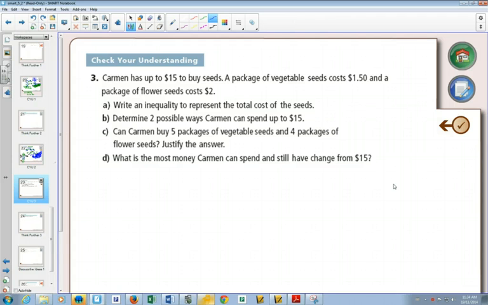So Carmen has up to $15 to buy seeds. Vegetable seeds cost $1.50. Flower seeds cost $2. Did you use X and Y, or did you use other letters? You used X and Y. Did you use X for vegetable seeds and Y for flower seeds? And you set up the equation that 1.5 times X, because that's how much vegetable seeds, plus 2 times Y, because those are your flower seeds, has to be less than or equal to, because she has $15, 15.